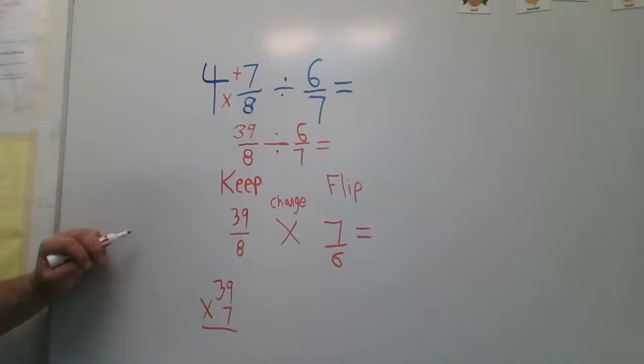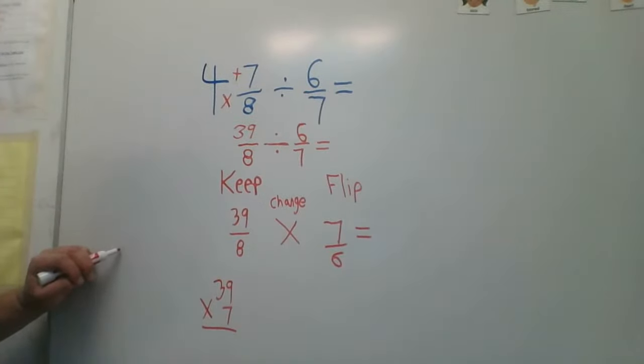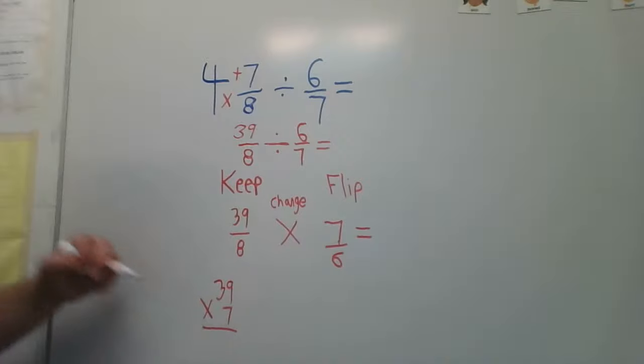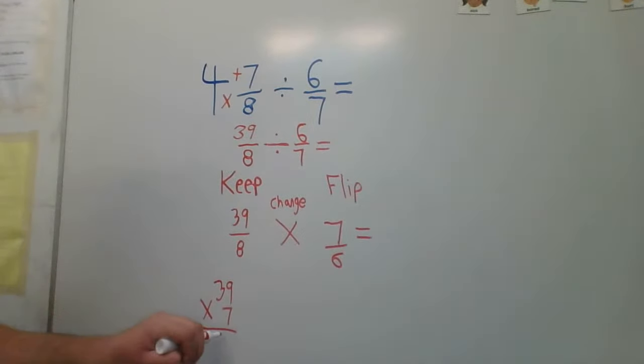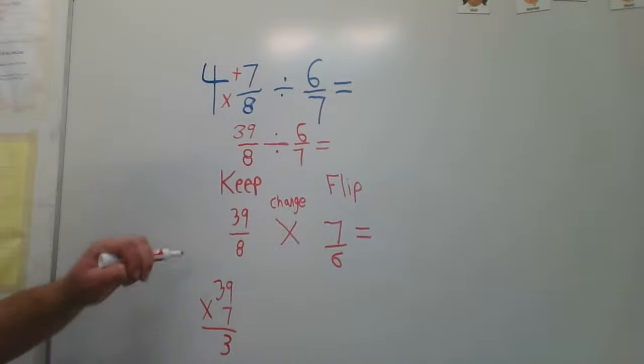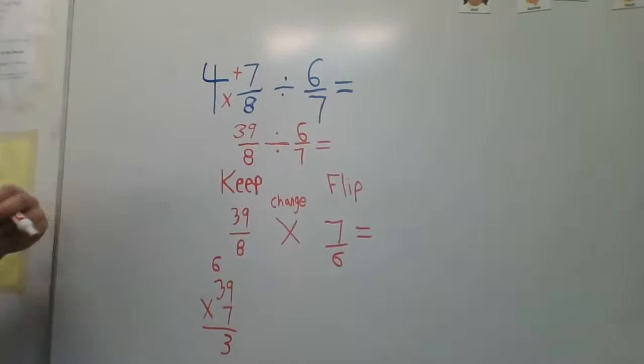Now, if you're following along with the multiplication chart, look for 9 times 7. What does 9 times 7 equal? 9 times 7 equals 63. So the 3 in 63 goes in the ones place. The 6 in 63 gets carried over to the tens place.